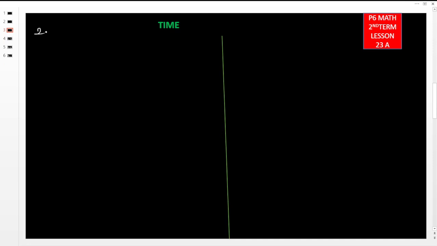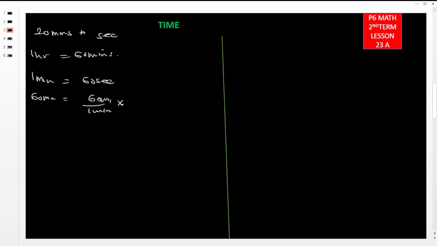Let us convert 20 minutes to seconds. Then we are going to get to know that 1 hour has 60 minutes, right? Then one minute has 60 seconds. Now suppose we have 60 minutes, then it will be 60 minutes out of 1 minute, 1 minute here times 60 seconds here. So a minute will go with a minute, so 6 times 6, that is 36.